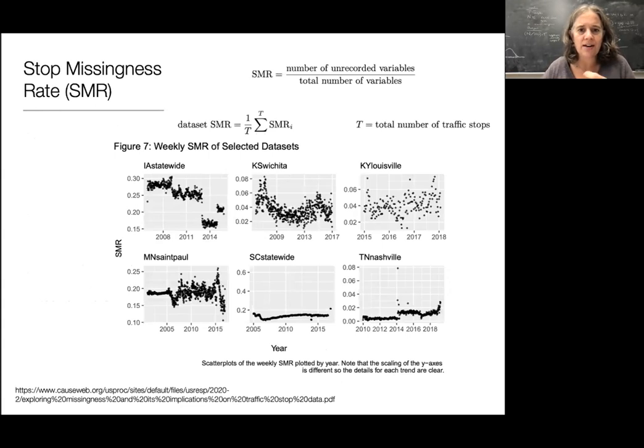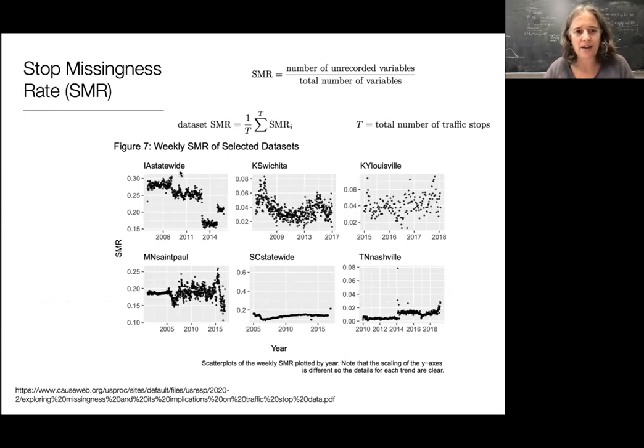So what we found here is this is just a metric that we came up with. It's not anything well-defined or well-known in the literature. This is the stop missingness rate, and it's just the number of unrecorded variables over the total number of variables. And what you see is interesting.